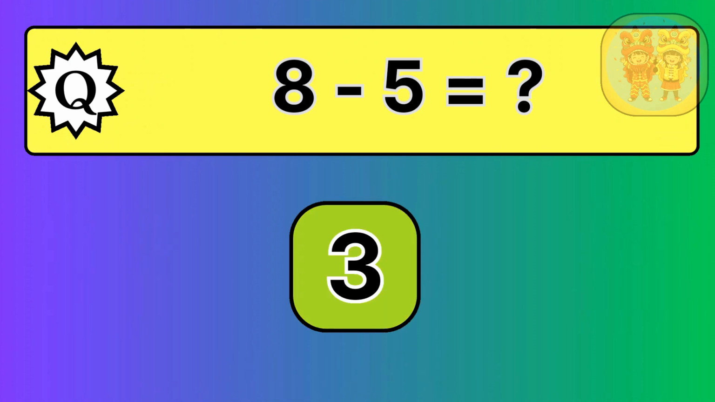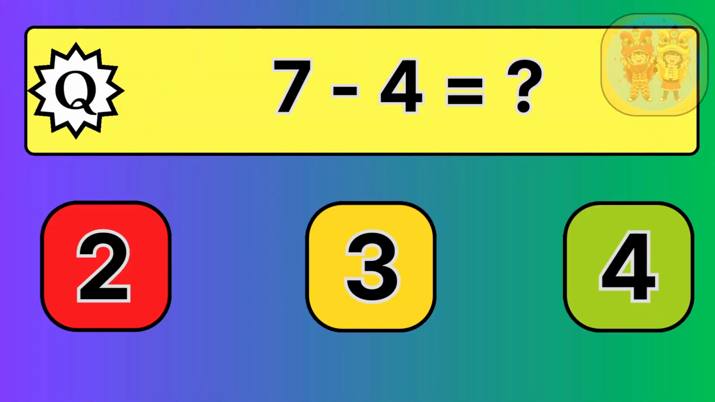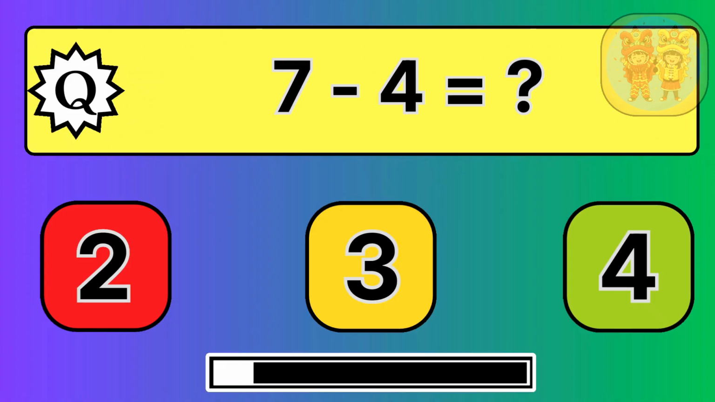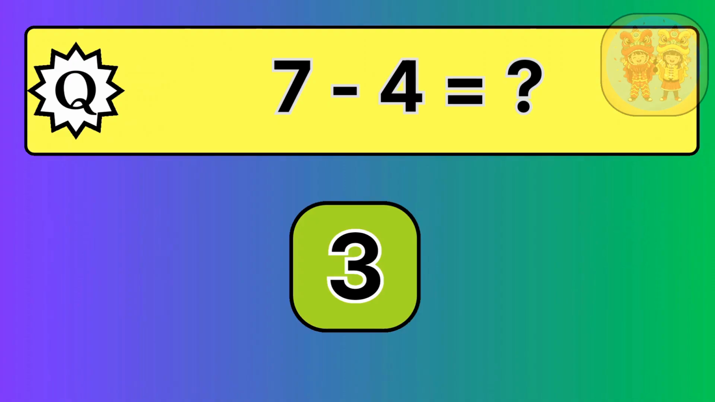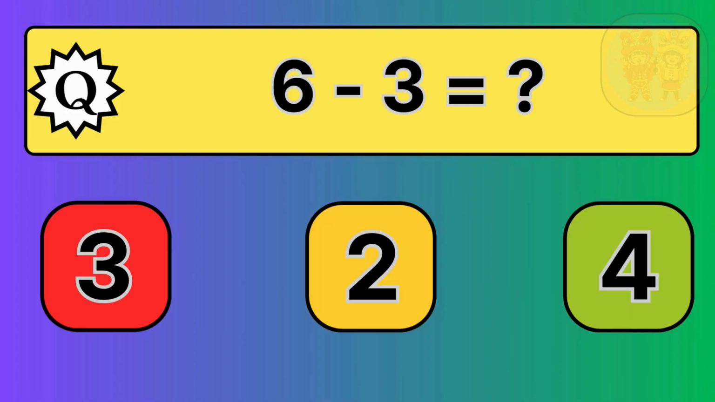The correct answer is 3. What is 7 minus 4? The correct answer is 3. What is 6 minus 3?